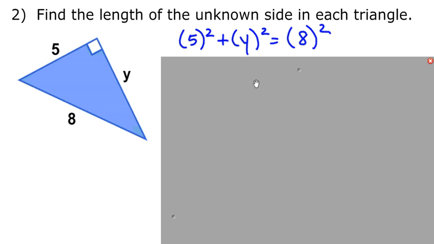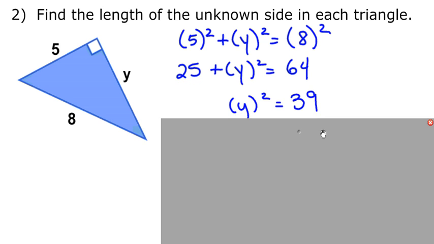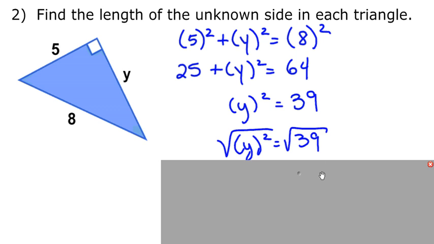So we've got 5 squared, which would be 25, and 8 squared would be 64. We're trying to get y alone, so I would subtract 25 from each side of the equation. Now we've got y squared equals 39. To undo something that's squared, take the square root. We know the square root of y squared is the absolute value of y.